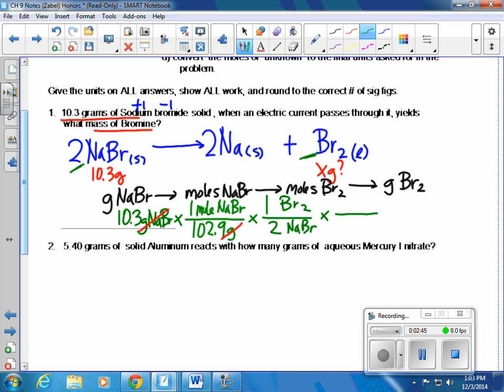And now to turn it into grams, I need the molar mass of bromine. 159.8 grams of diatomic bromine in 1 mole. Go ahead and calculate it and round it to 3 significant figures, and you should get that it's 8.00 grams of bromine liquid. Okay, that's the first problem.